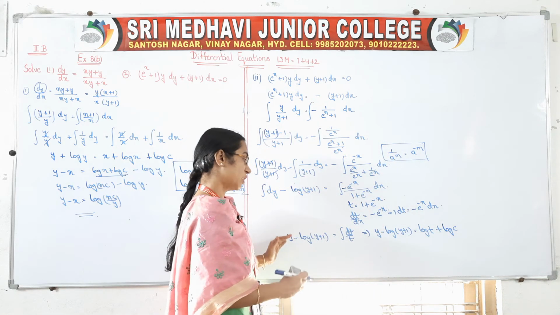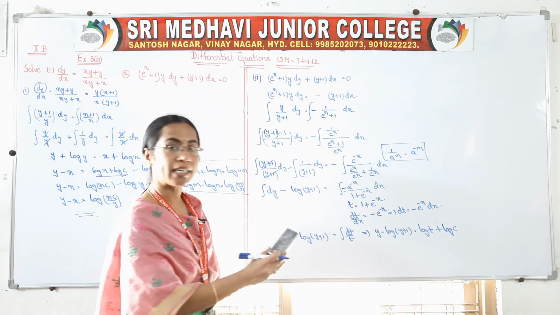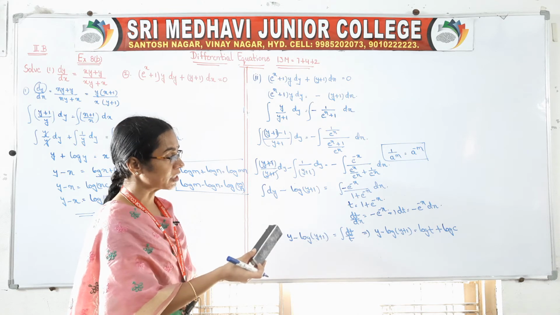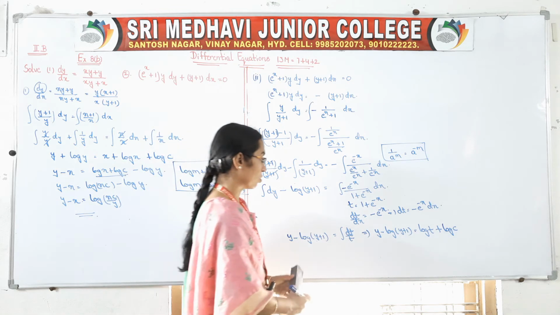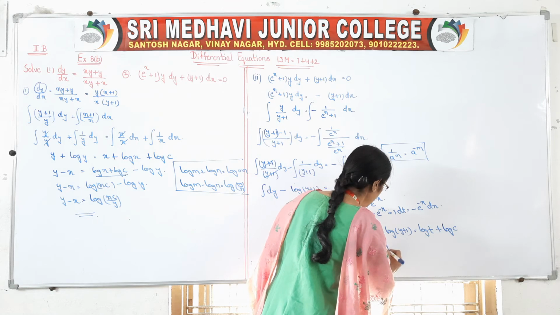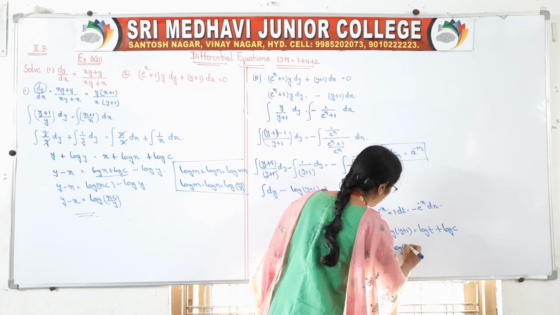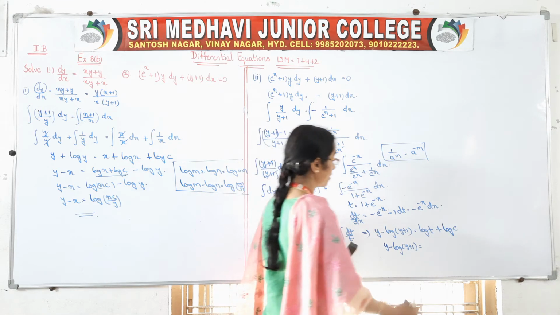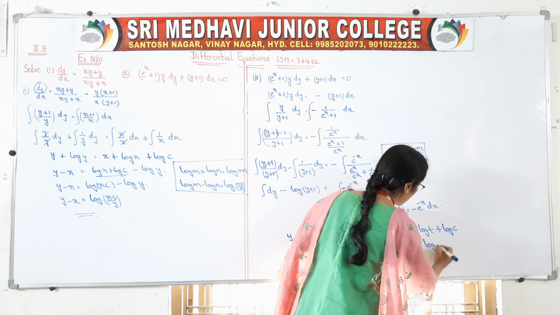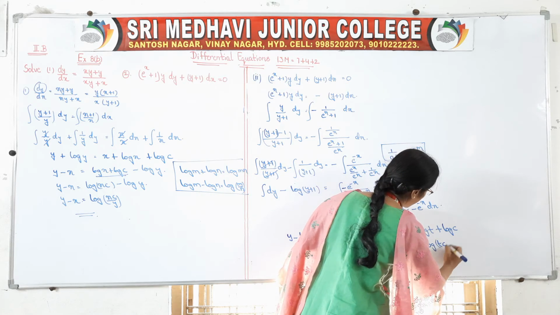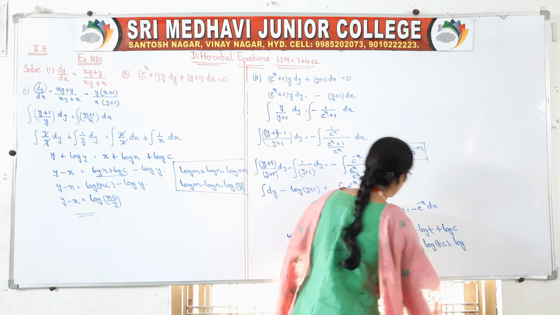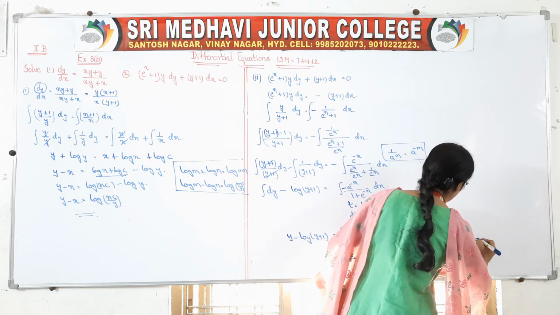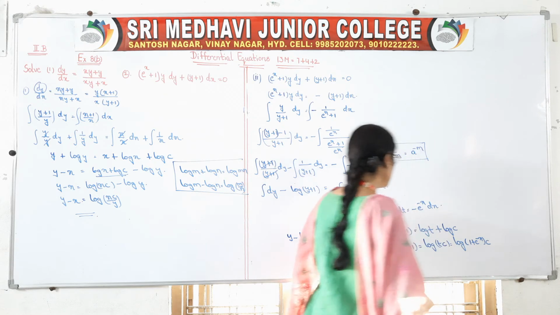Okay, so after completion of the integral, we have to write the integral constant. If all values are in terms of log, we can write the constant also in terms of log only. So y minus log of y plus 1 is equal to, you know the formula, log m plus log n is equal to log of m into n. So log of what value is t? t is 1 plus e to the power of minus x, into c.